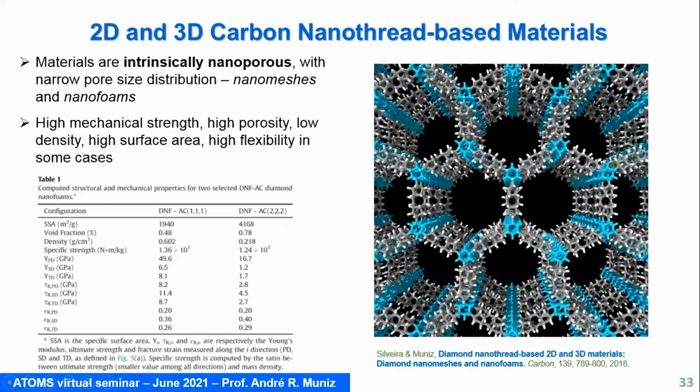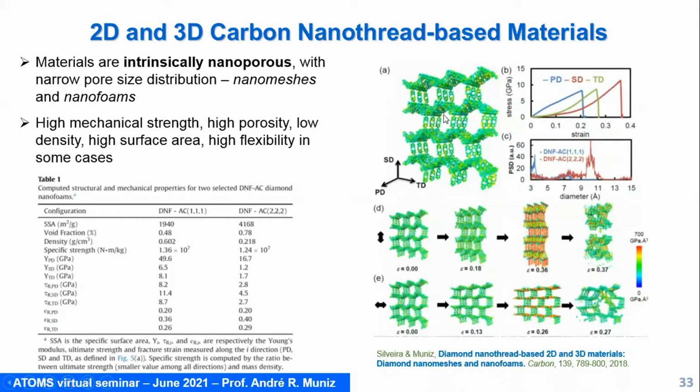Here's an image of one of them. These materials are all formed by sp3 carbon. They are intrinsically nanoporous, with a narrow pore size distribution, and we labeled them nanomeshes for the 2D case and nanofoams for the 3D. And we did some mechanical tests, and besides having a low density and a high surface area, they exhibit a high flexibility and a high strength, in the same order of magnitude as the mechanical strength of the nanothreads. So we're talking about a material that is as flexible as a polymer, for example, and is much stronger than a metal. So it's an unusual material, thanks to this intrinsic type of carbon-carbon bond in these structures.